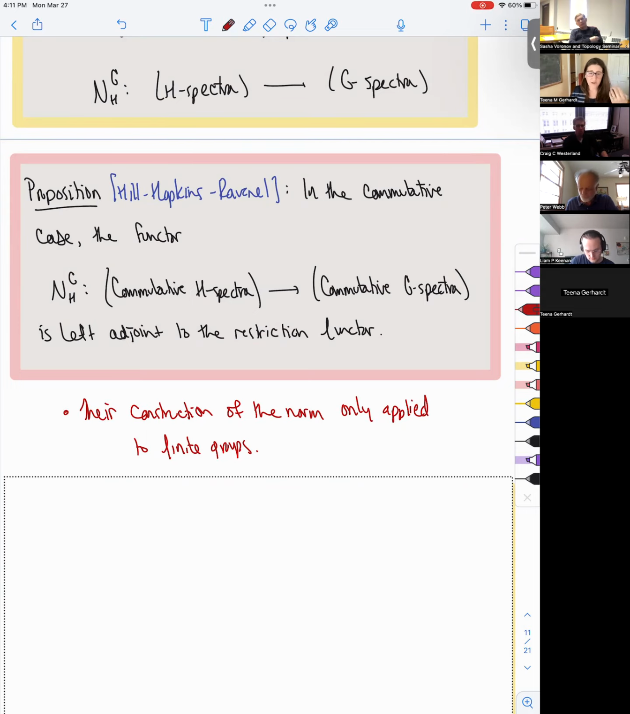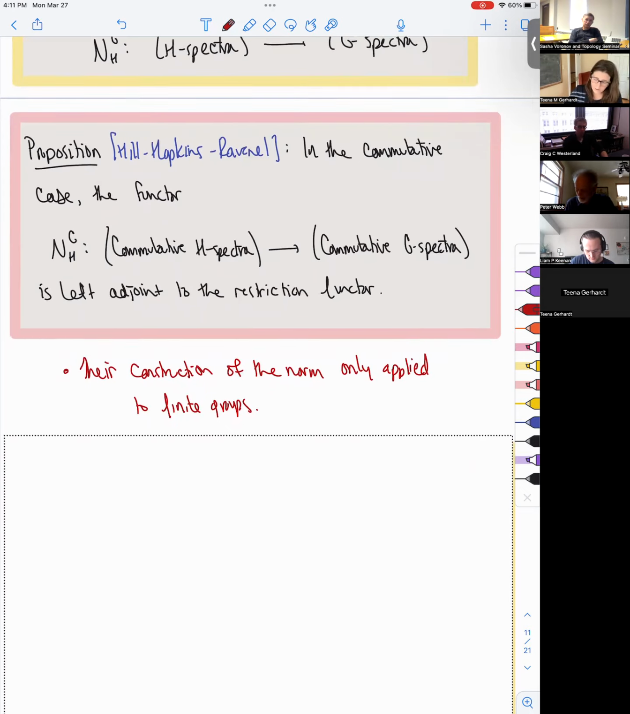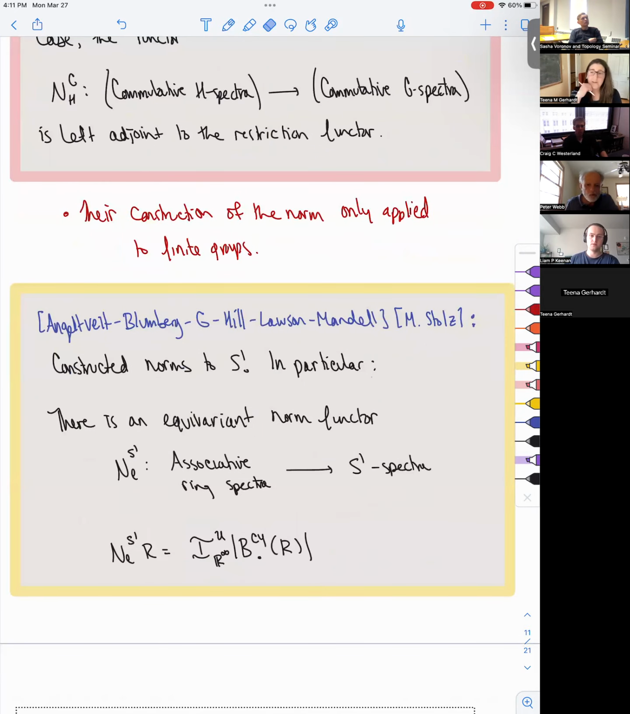And so the first one of these constructions of the norm to a non-finite group was a few years ago in some joint work of Wiegleich Engelveit, Andrew Blumberg, myself, Mike Hill, Tyler Lawson, and Mike Mandel. There was related work around the same time of Martin Stoltz. We constructed norms to S1, to the circle group. And we showed that you can define a norm functor from associative ring spectra to S1 spectra. So this is like a norm from the trivial group to S1.